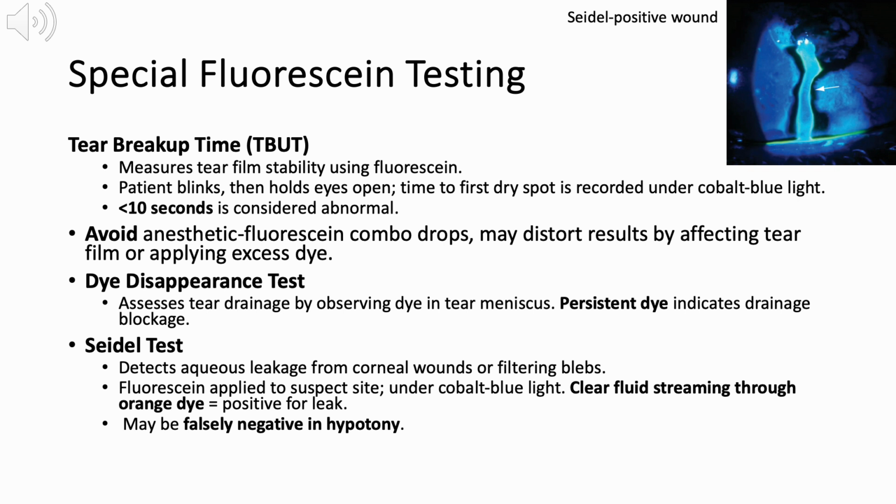Then there's the Seidel test, used to detect aqueous leaks from corneal wounds or filtering blebs. Here, fluorescein is applied to the suspected site and viewed under cobalt blue light. A positive result is seen as clear fluid streaming through the orange dye, confirming a leak. Just remember, this test may be falsely negative in patients with hypotony.